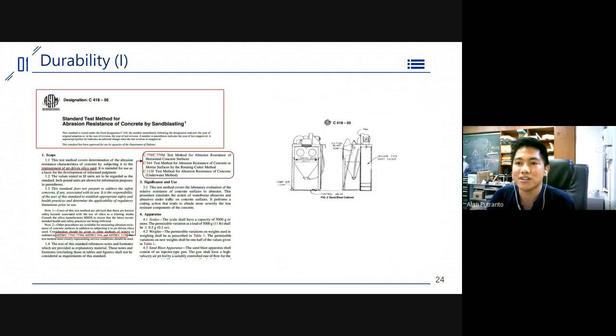And this one is for another abrasion test using ASTM C418-5. Like I said before, every ASTM will be related to the other ASTM standards. So be careful when you use one ASTM. You should also be concerned about the other ASTM.